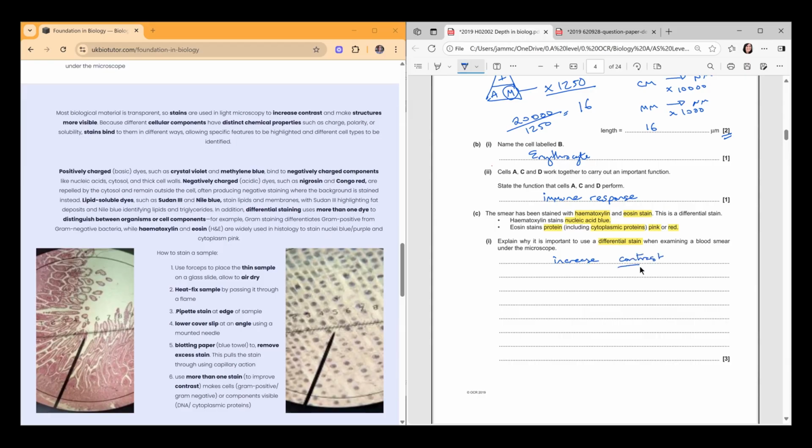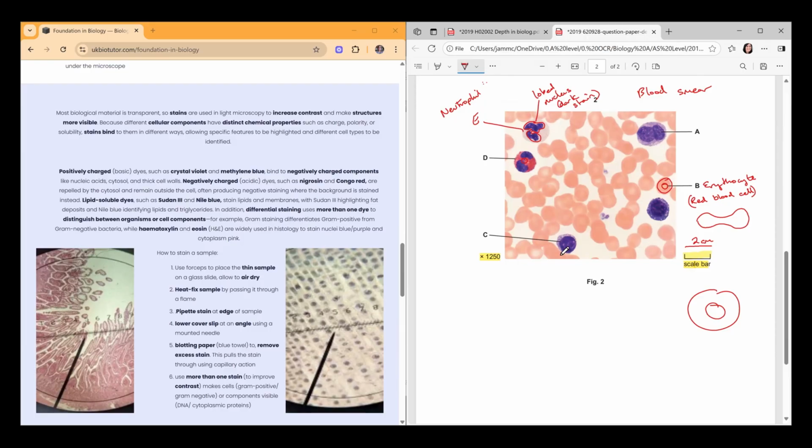And you'll find that that will be underlined in the mark scheme because that is a word that I must use when referring to these processes of using differential staining, because I want to see things differently. I want to see this one against that one. And so therefore, if I look back at this picture, I can quite clearly distinguish A from C, from D, from B, because I have used differential staining.